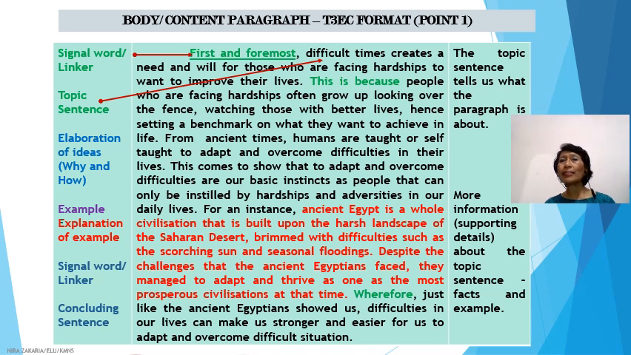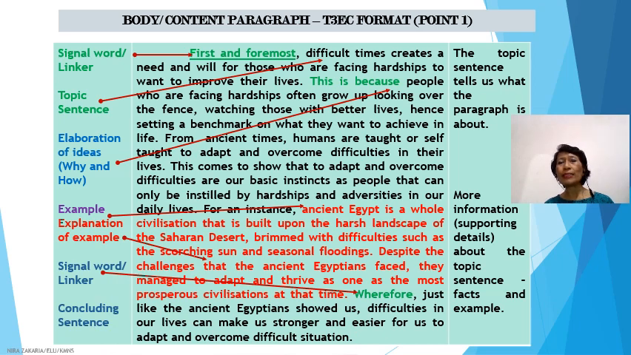And next is the elaboration on it. It starts off with this is because. So this is a clear indicator that this candidate is giving the reason, or the why. This is the elaboration on the reason, and then it's supported by an example, ancient Egypt. Not only giving the example, but there is an explanation on the example given, and that is answering the how.